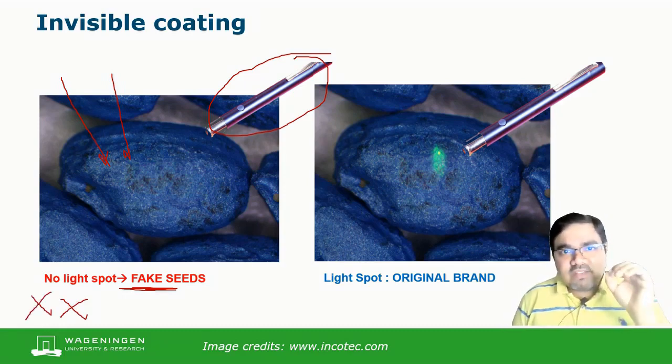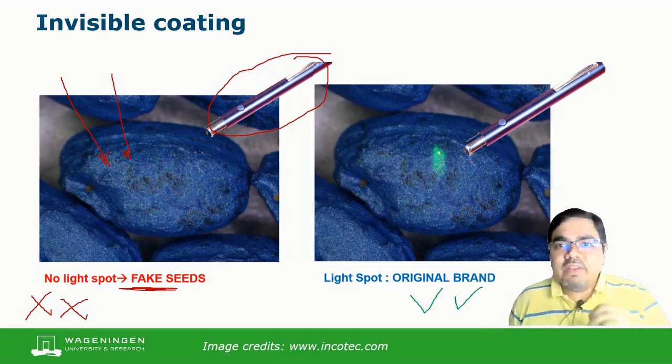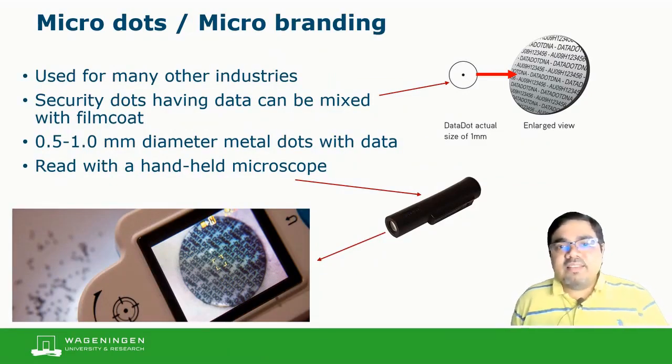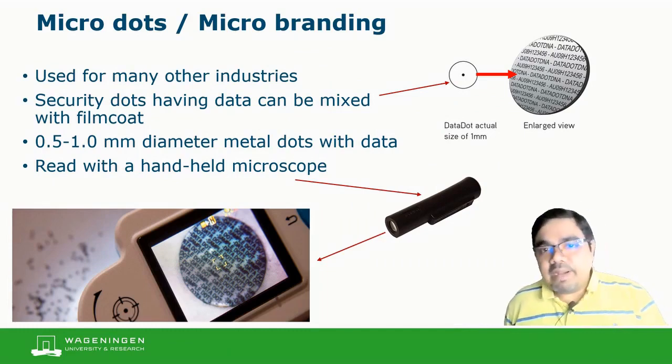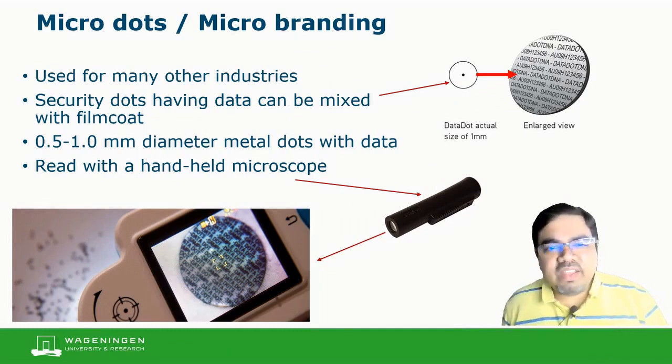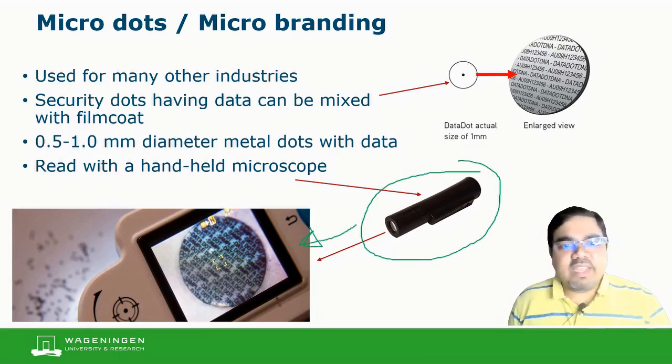There are also some very small pieces of plastic that can be mixed with the film coat liquid, and they will remain with the seeds. When needed, the seed surface can be observed by a handheld magnifier, and we can see the brand. This is a very innovative way of creating a brand image and protecting it from getting tarnished by any kind of counterfeiters.